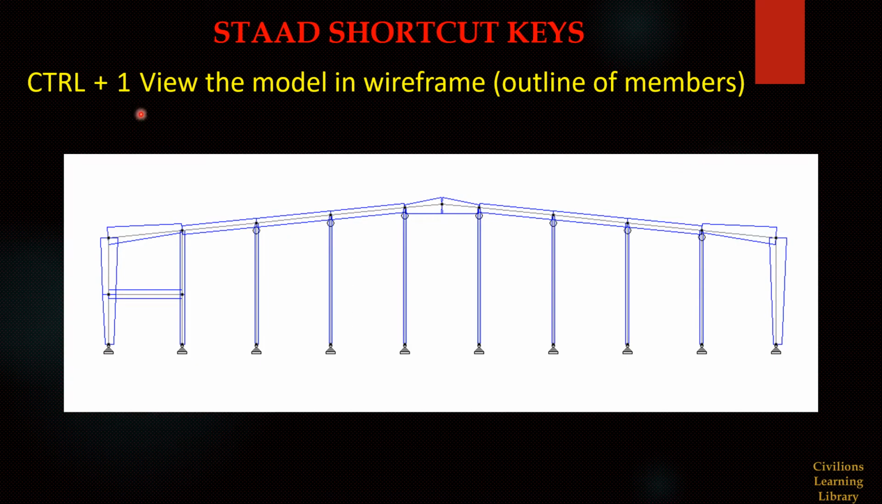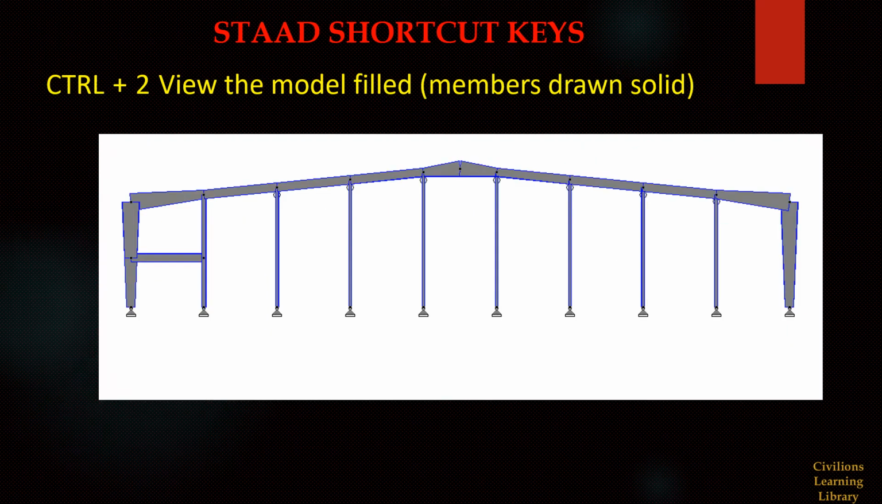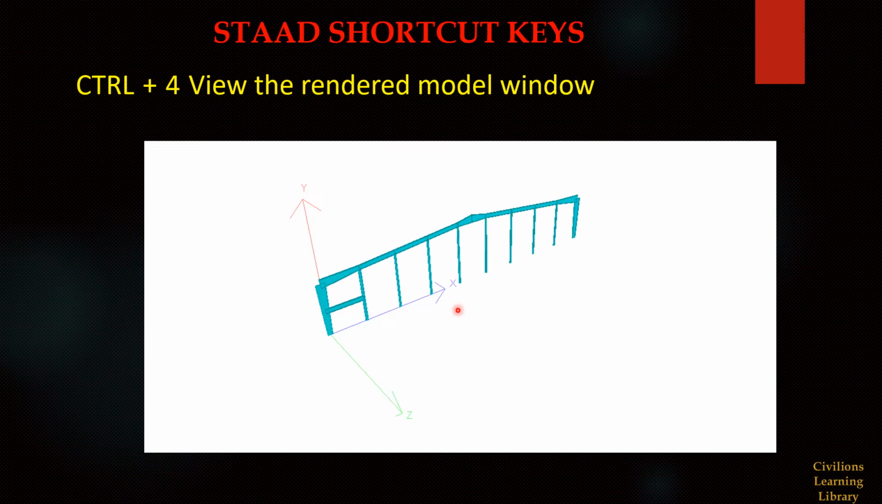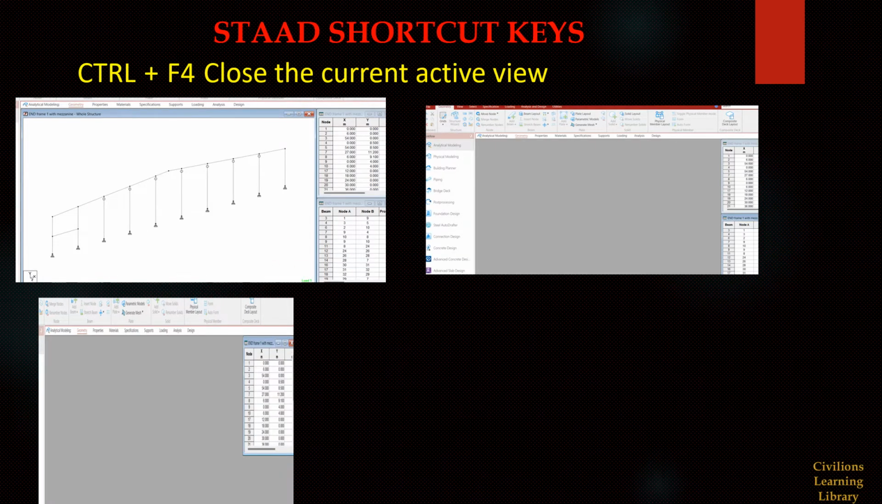Then Control plus 1 is used to view the model in wireframe. You can see a wireframe image here. Then Control plus 2 is used to view the model filled. Then Control plus 4 is used for the 3D rendered view. You can see the images here. Then Control plus F4 is used to close the current view. You can see this first image.